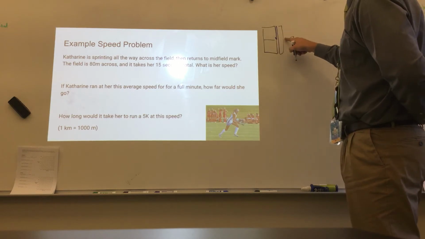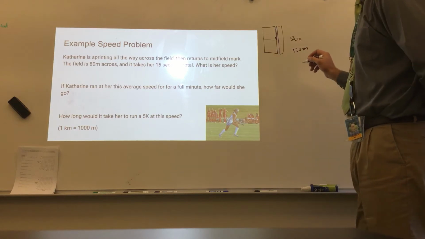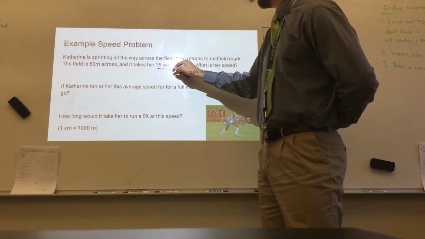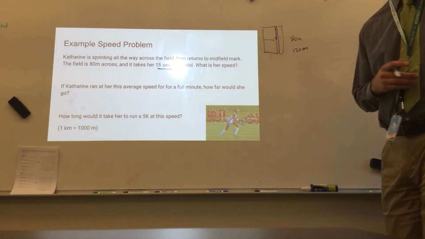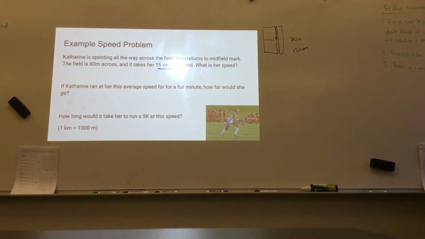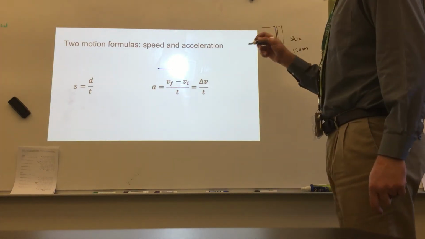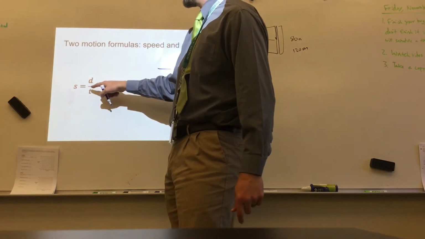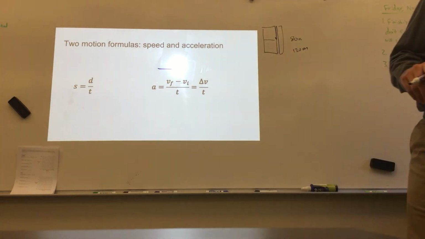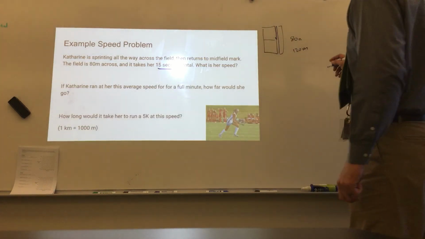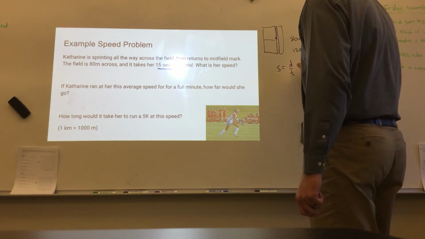She goes 80 and then she comes back halfway, so that's a total of 120 meters. That's the total distance that it took her. And it took her a total of 15 seconds. The formula for speed, which you can look at on our Haiku page on the physics link, is S equals D over T. S is speed, D is distance, T is time. So S equals D over T.